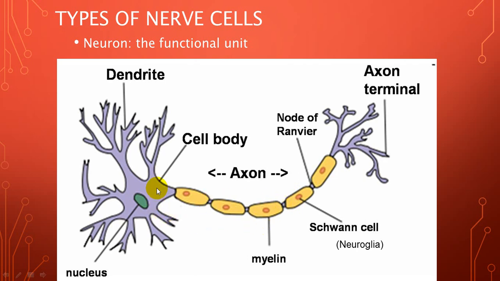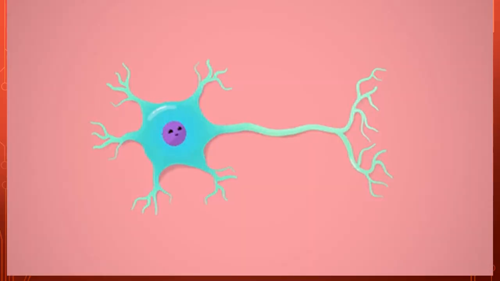What happens is the electrical signal can actually jump over these, go jump, jump, jump, and that's how it makes the signal travel down faster, from node to node, over each of the nodes of Ranvier. Ranvier, of course, is a person who discovered that and got named for it. Okay, like I said, you can pause this to draw that if you like.